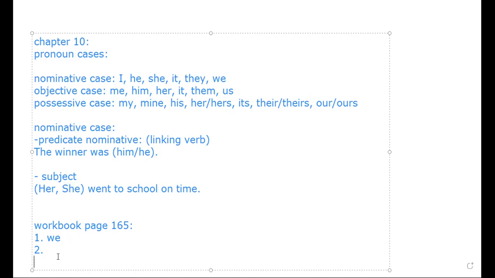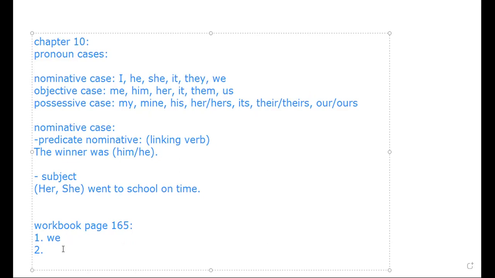Okay, we're working now on page 165, ya Hala, in the workbook. If you may, please open up your book and follow with us. Adam answered number 5 with us. So number 1 was we, number 2 he, and number 3, you guys said, of course, they. Number 4 is we, number 5 is he.